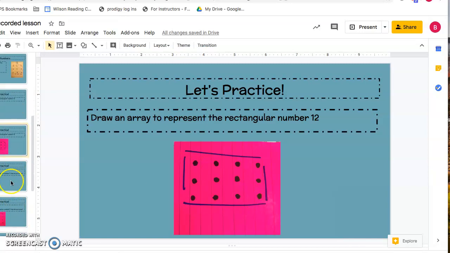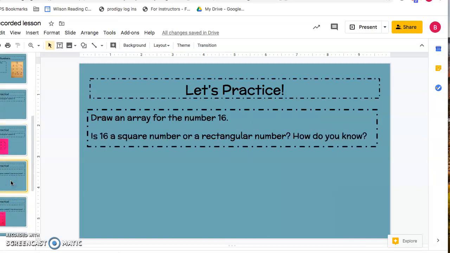Let's try another one. I want you to draw an array for the number 16. After you draw your array, I want you to ask yourself, is 16 a square number or a rectangular number, and how do you know? Pause the video to try to draw this array and think, is it a square number or a rectangular number?